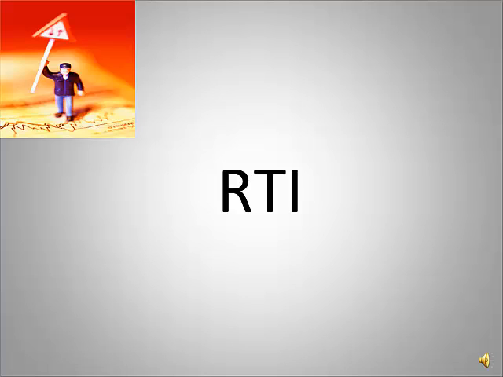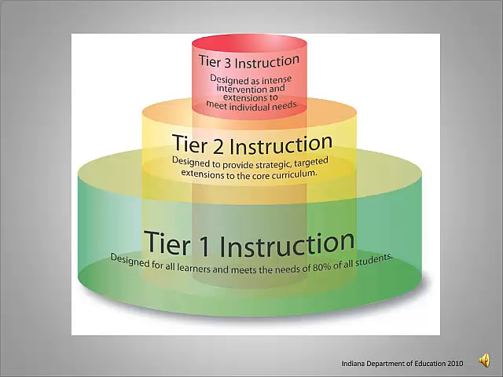This is a short slide to give you some understanding of RTI and how it fits into the whole realm of, in general, school systems at this point. This is Indiana's illustration of what response to instruction should be, and I like it because it shows that the students can move between those three tiers depending on whether they have a skill deficit or not.